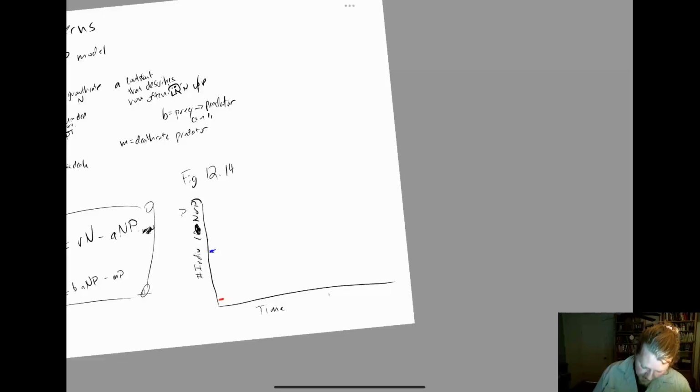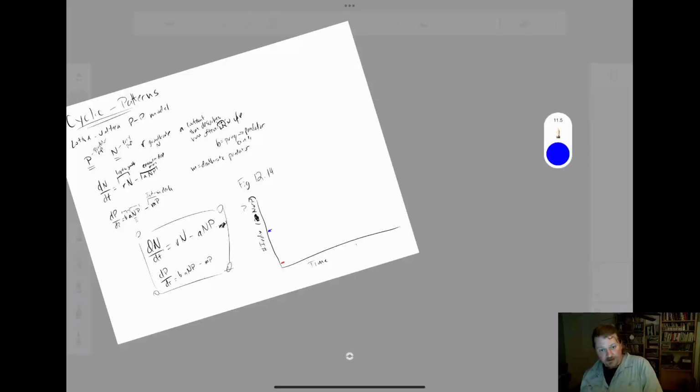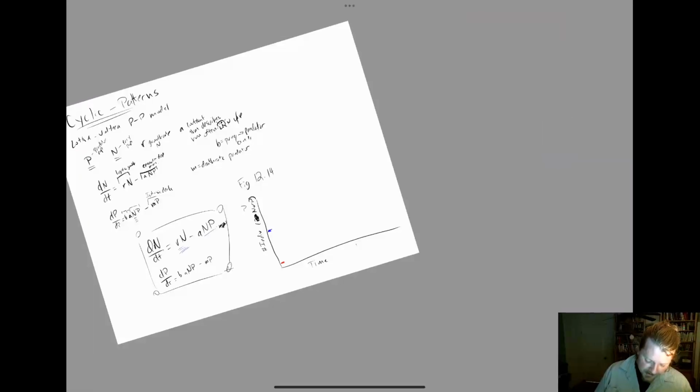In this case, when n is very small and p is very large, the probability of n going up is pretty high, right? Because this is largely driven by growth rate, because the encounter rate is quite small since there's not very many n's.